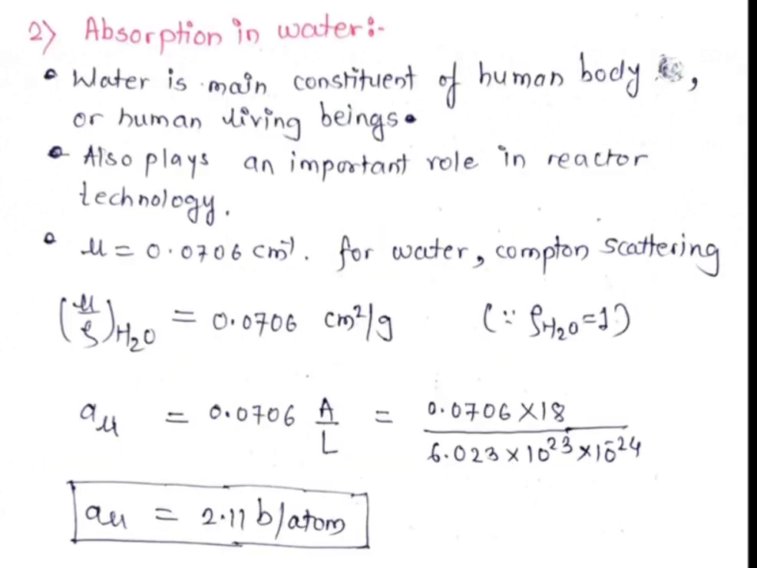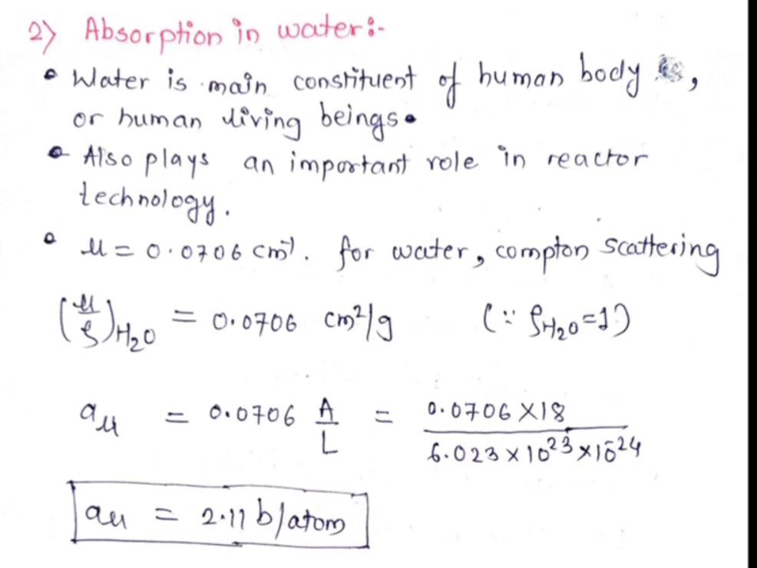So we have the absorption in water. Water is the main constituent of the human body and living beings, and it plays a very important role in reactor technology. So μ is equal to 0.0706 per centimeter for the water for the quantum scattering, and the μ/ρ of the water is equal to 0.0706 centimeters square per gram. So the mass absorption coefficient of the water is given here, and the density of the water is 1.